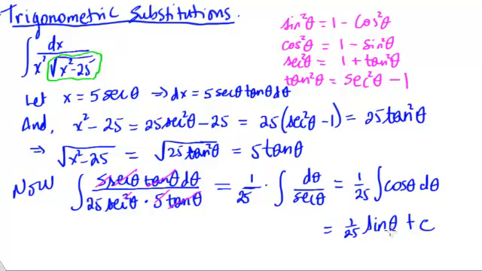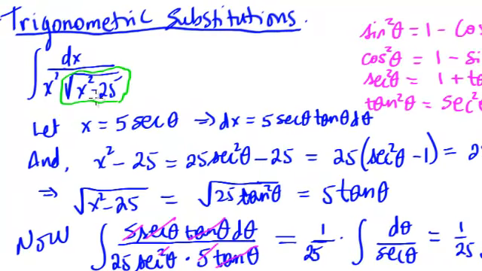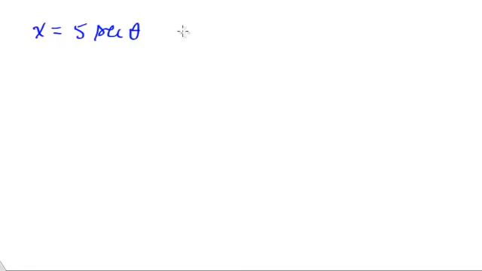Well, so I have sine theta. What I need is something in terms of x. I have something in terms of theta. So I'll be converting 1 over 25 sine theta into expressions of x. Here's how we do that. Remember x was 5 secant of theta, which means that secant of theta is x over 5.